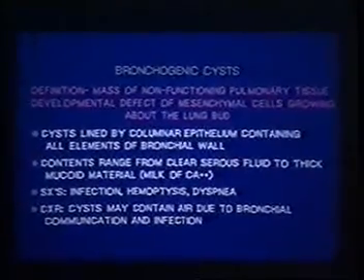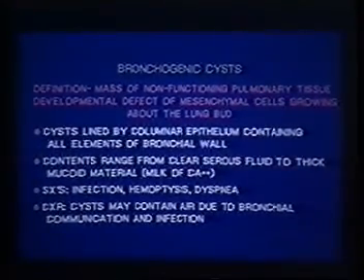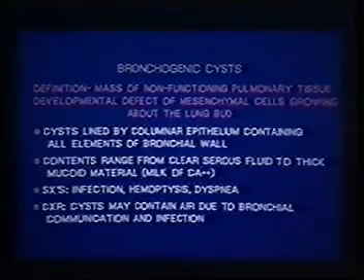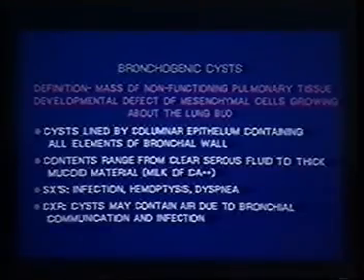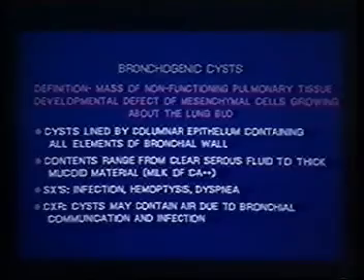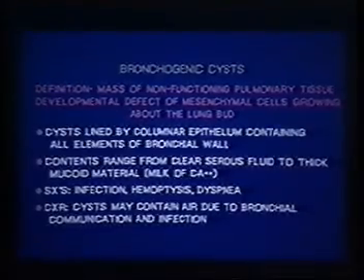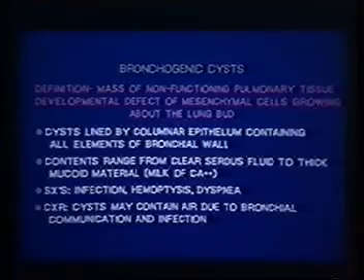Now, also along the edge of the spectrum, in which we have abnormalities within the parenchyma of the lung unassociated with anomalies of the vasculature, are bronchogenic cysts. Bronchogenic cysts in themselves constitute an entire half-hour discussion. They're really a fascinating topic. By definition, what you'll find are masses of non-functioning pulmonary tissue. They represent a developmental defect of mesenchymal cells growing about the lung bud. They're lined by columnar epithelium, and so they contain all the elements of the bronchial wall.